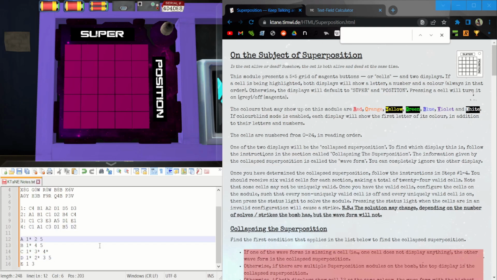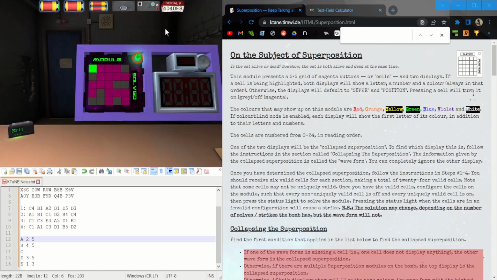I'm going to quickly remove all the cells that have been used from here. And now at long last, we have our solution. Our solution, we're going to toggle Alpha 2, Alpha 5, Bravo 4, Bravo 5, Delta 3, Delta 5, Echo 1, and Echo 3. And to submit, we press the status light. And that is a solved module.